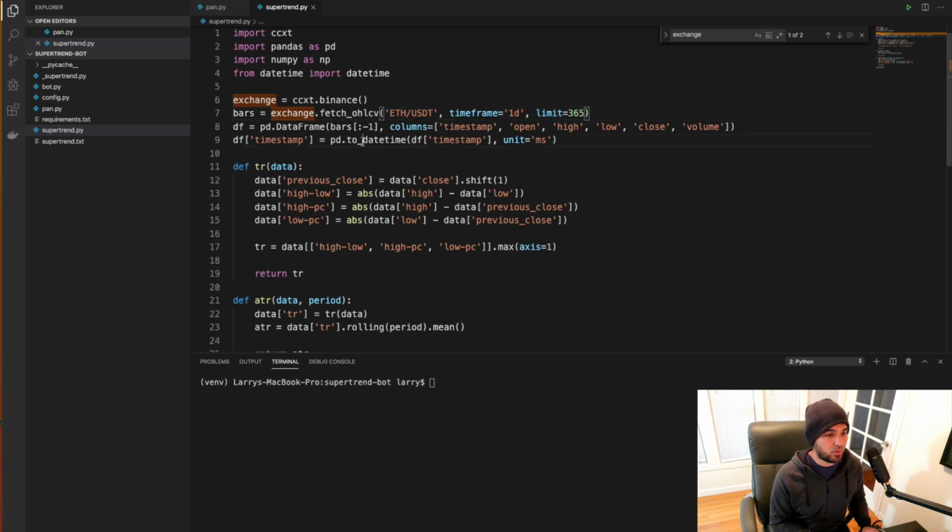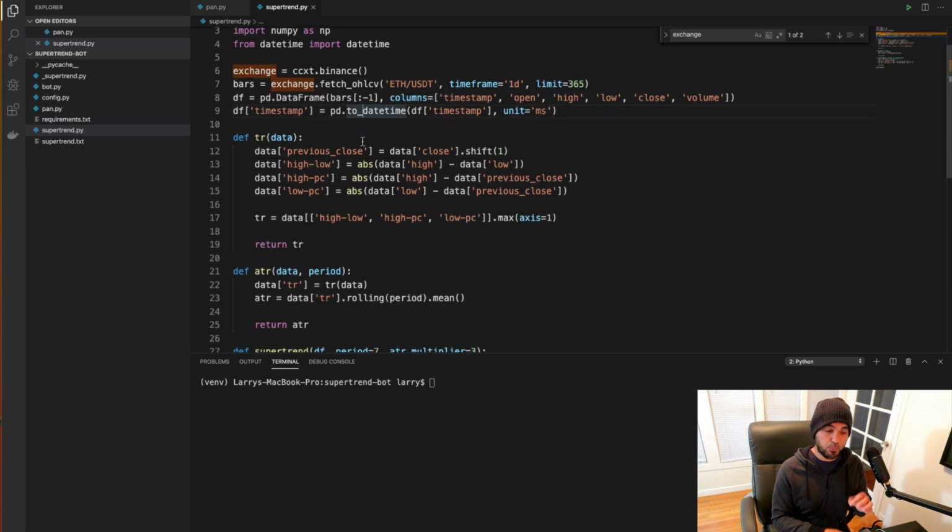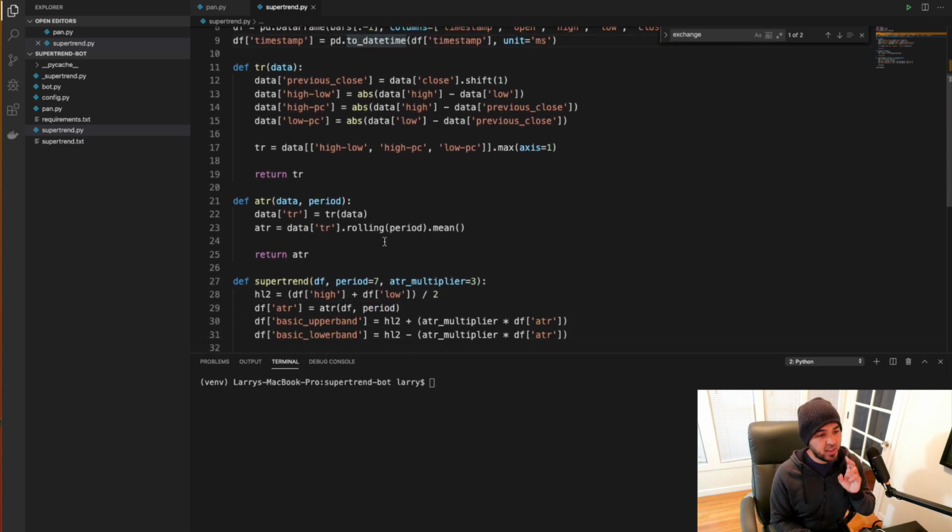We load it up into a pandas data frame. If you remember, previously I showed you how to calculate the true range from scratch and also how to calculate the average true range from scratch.